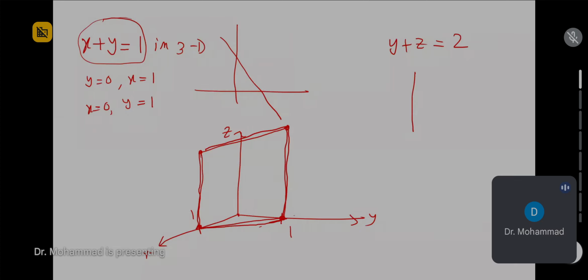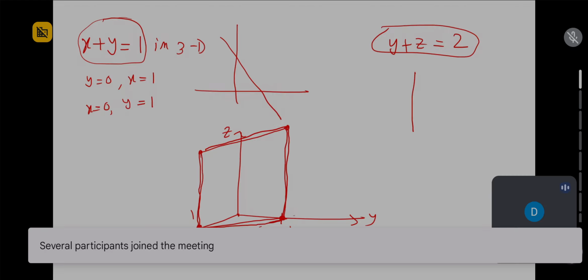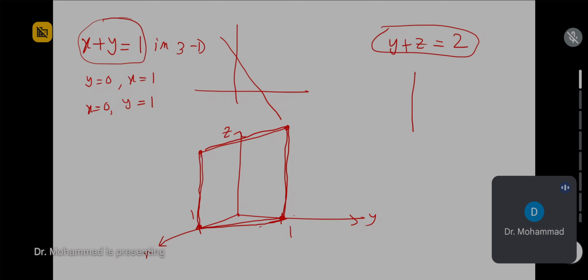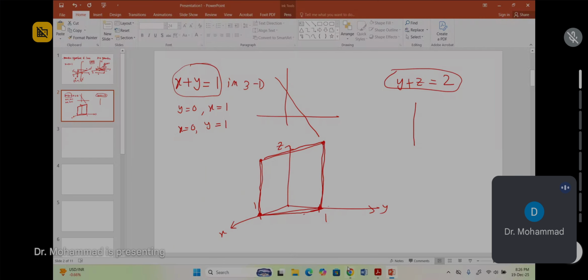So now here you see y plus z is 2, that means x is absent. So the plane is parallel to the x-axis. So now we can draw the yz line, and then this yz line is parallel to the x-axis because x is absent here.